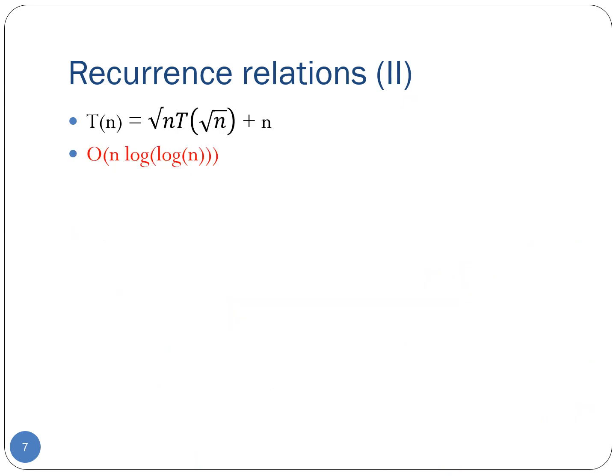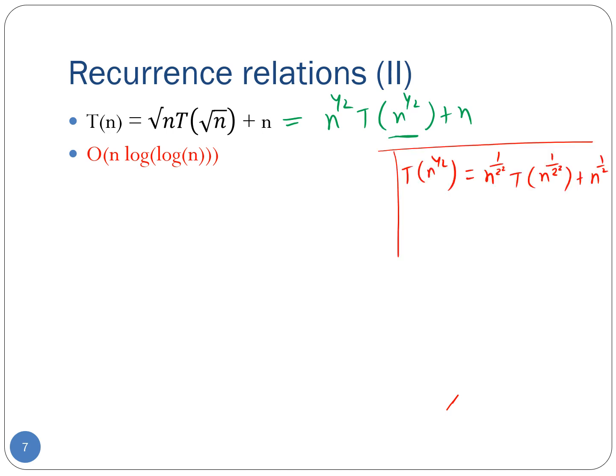Alright, so here is another recurrence we want to solve using the iterative method. So notice that this can be rewritten as square root n is basically n to the power half. Let's now expand this T of n to the power half by substituting in the recurrence. So we get T of n to the power half is equal to T of n to the power 1 by 2 square plus n to the power half. Substitute this quantity back here in the recurrence.